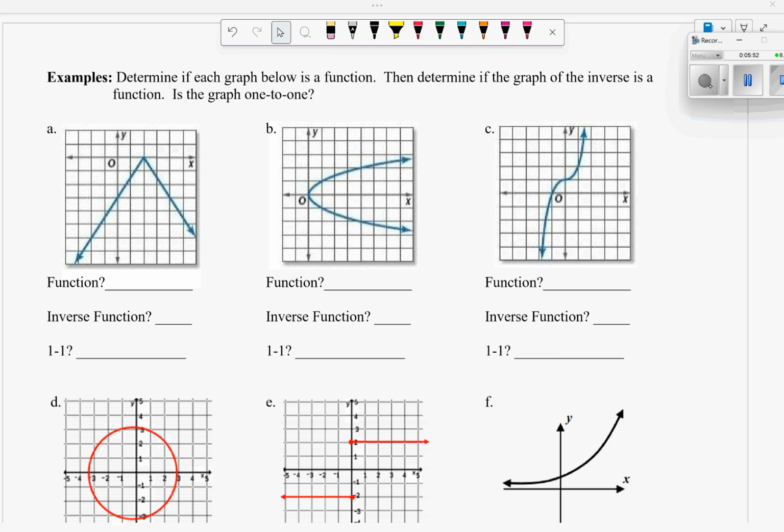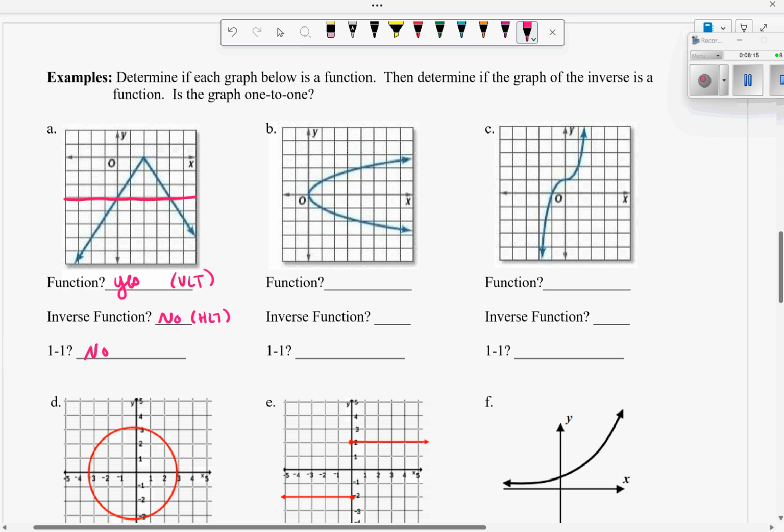So looking at this first one, is this graph a function? Yes. The graph is a function because it passes the vertical line test. For the next one, is the inverse a function? No, it fails the horizontal line test. And is the graph one-to-one? No, because again, it fails the horizontal line test.